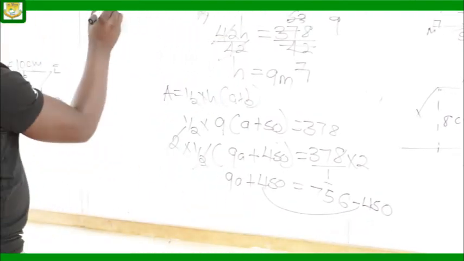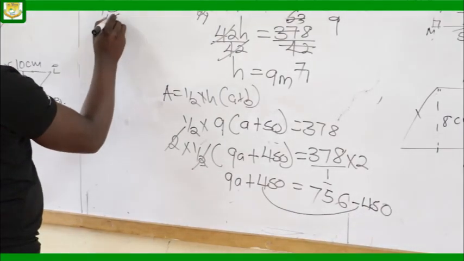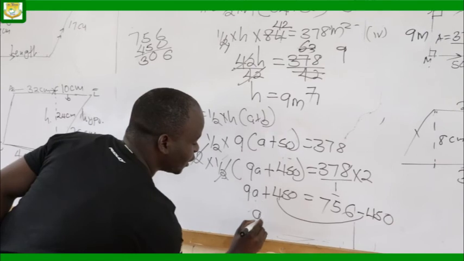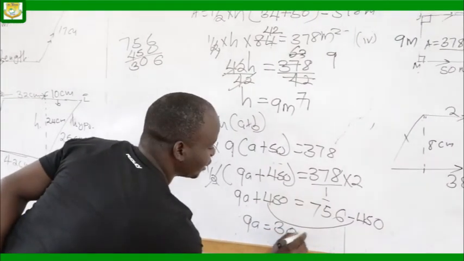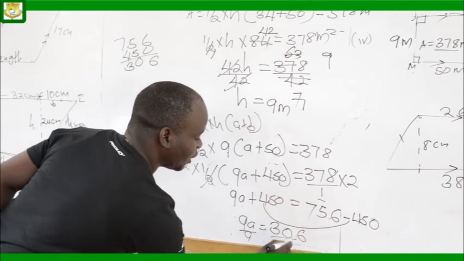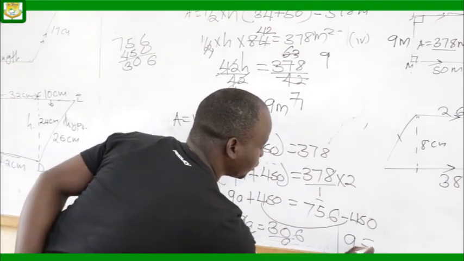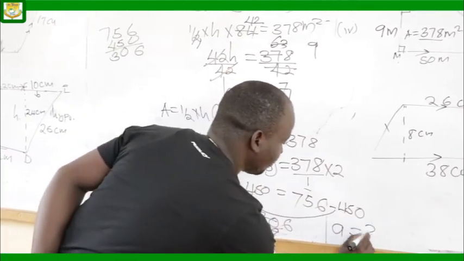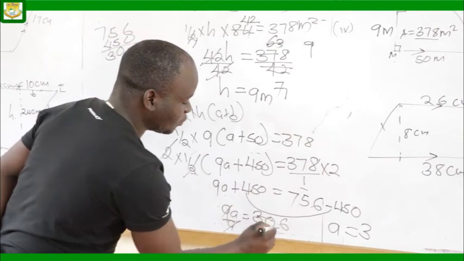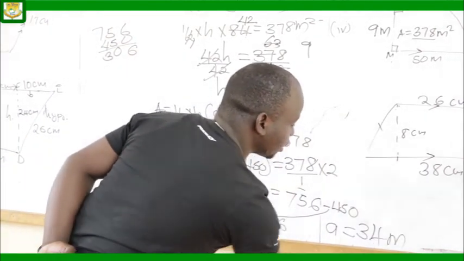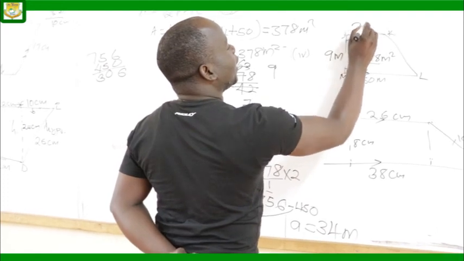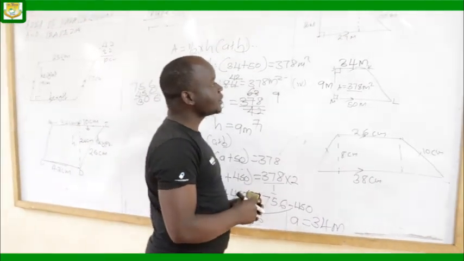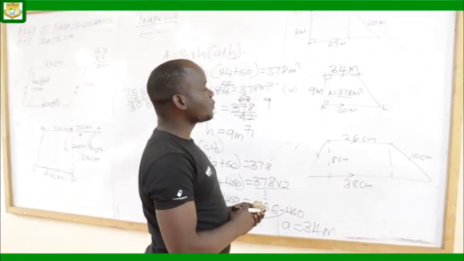So you take 756 minus 450, what do we get? 306. So you say you have 9A equals 306. Divide by 9, divide by 9. So we have A is equal to 306 divided by 9, that is 34 meters. So we have come back to our parallel side, 34 meters. That's how you can get the height and one of the parallel sides respectively. Thank you very much.